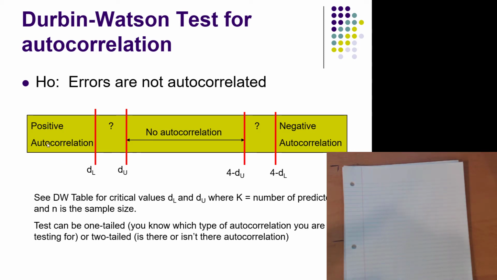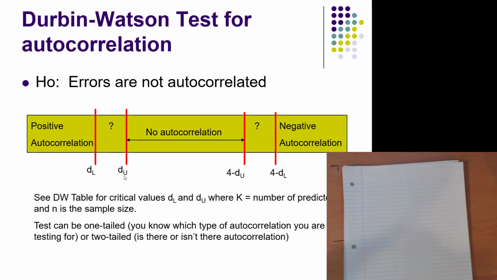So we see we have a zone or an area of positive autocorrelation, and we have a zone of negative autocorrelation. Ironically, the positive autocorrelation is on the left, negative autocorrelation on the right. Now we have what's called a DL and a DU, Durbin-Watson lower and Durbin-Watson upper. Those are the 2 values we look up in the tables. If your Durbin-Watson test statistic is lower than DL, that indicates positive autocorrelation.